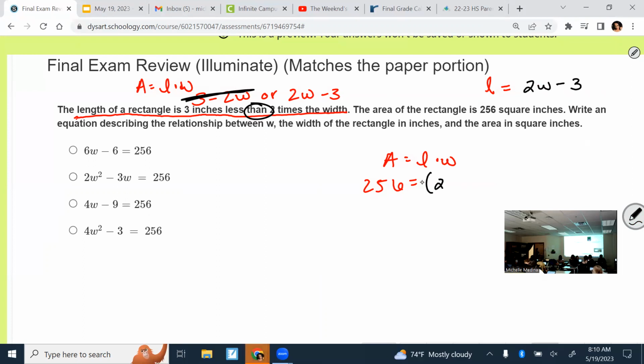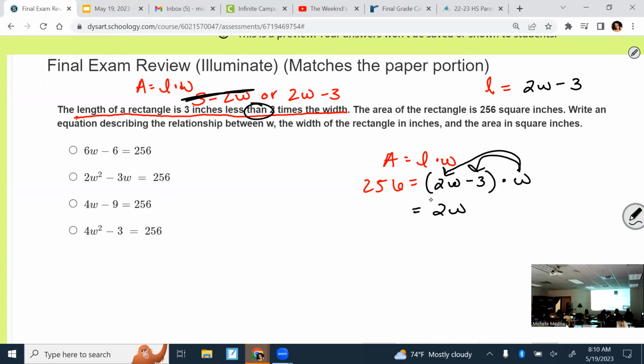We're going to plug that in here. And then we still have to times it by the width because that's area, length times width. Notice none of them have parentheses, so we probably have to distribute that W. What's 2W times W? Okay, good. W times -3. -3W. Which one best matches what I have? B. I've also seen problems where they also want you to set it equal to 0. So this one we don't have to because B matches it.